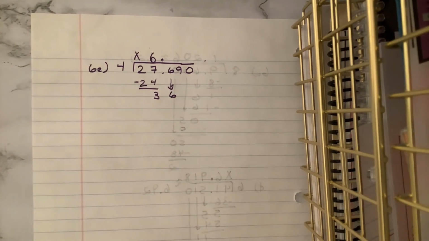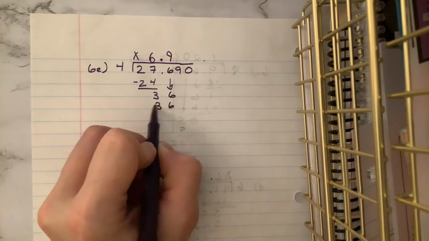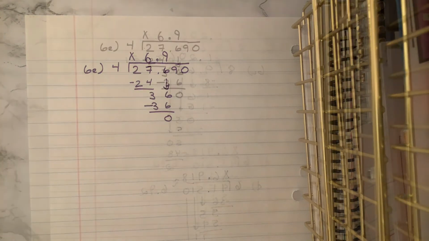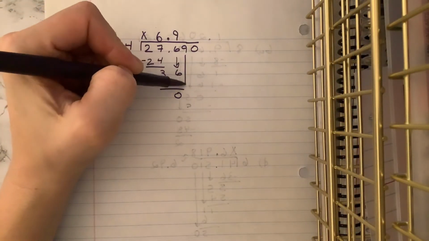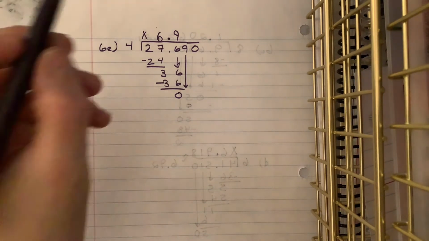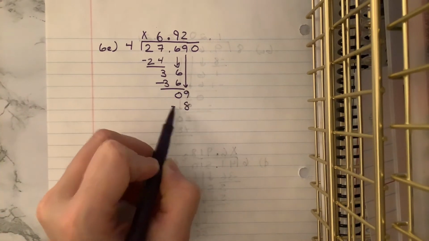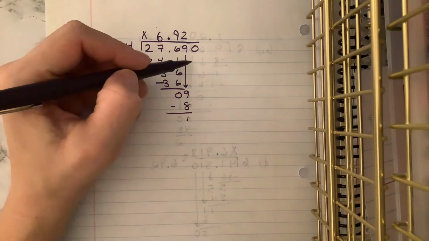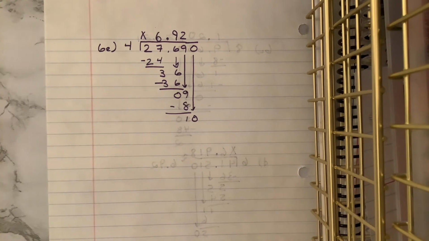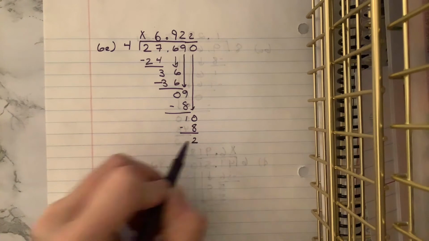Bring down the 6. 4 goes into 36 9 times, and 9 times 4 is 36 with our remainder of 0. We bring down the 9. How many times does 4 go into 9? 2 times. 2 times 4, oops, I forgot to write that, is 8 with a remainder of 1. We bring down the 0. How many times does 4 go into 10? 2 times with a remainder of 2.